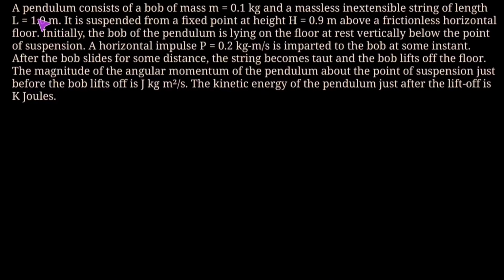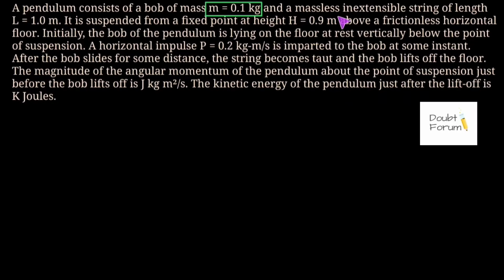This question is, a pendulum consists of a bob of mass equals 0.1 kilogram and a massless inextensible string of length equals 1 meter. It is suspended from a fixed point at a height equals 0.9 meter above a frictionless horizontal floor. Initially, the bob of the pendulum is lying on the floor at rest vertically below the point of suspension. Now what is happening?